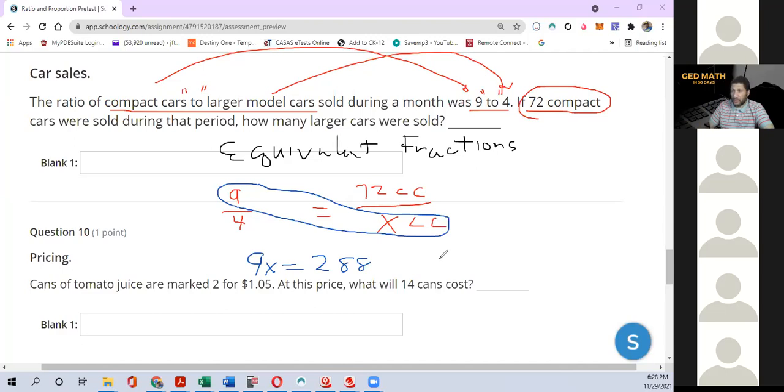Hold on, I'll tell you. It's 288. Now, of course, I did mental math. 4 times 70 is 280. 4 times 2 is 8. 280 plus 8 is 288. And then again, we divide by 9 on both sides, and we get x is equal to 30.